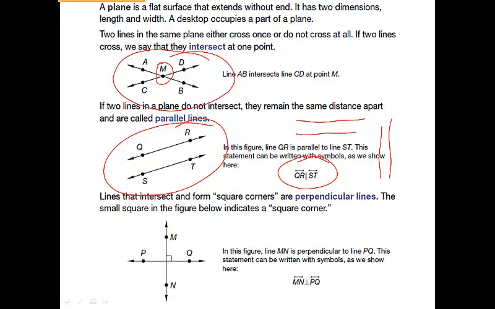And the last thing is perpendicular lines. These form square corners. We also refer to this as a right angle. But when they perfectly cross and they have the square corners here, then they are called perpendicular lines.